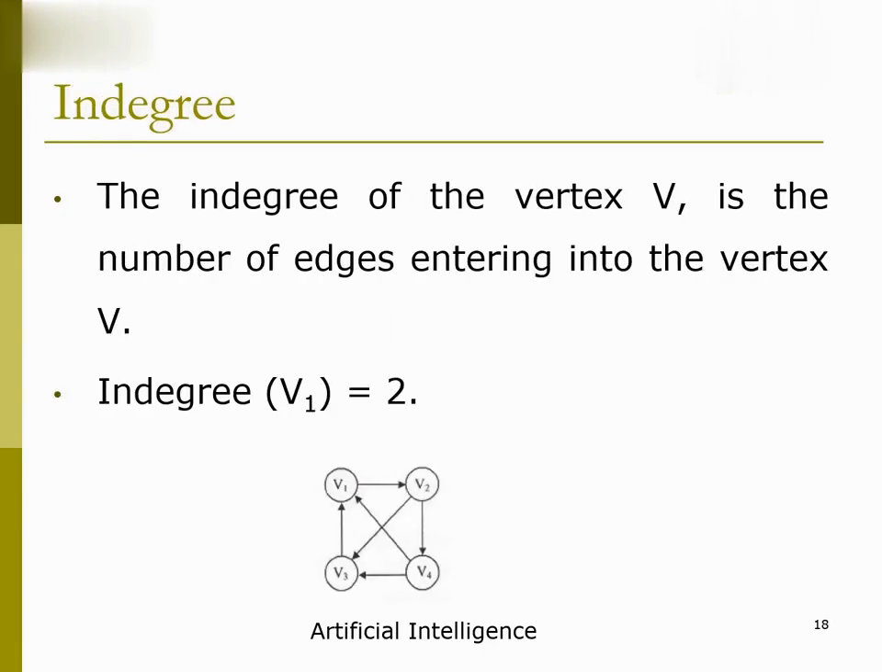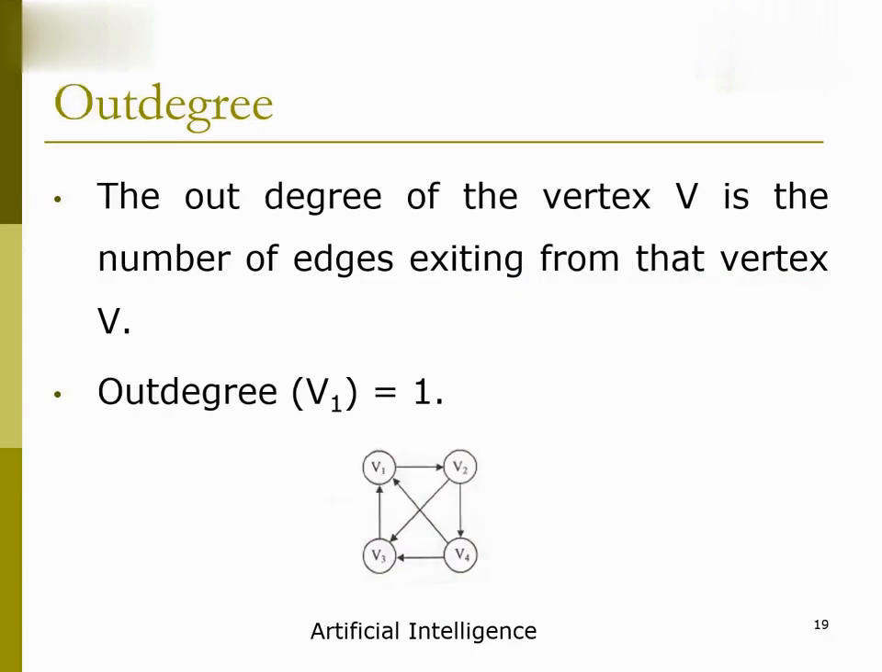Degree is the number of edges which are incident on a vertex. The in degree of a vertex is the number of edges entering the vertex. For example, the in degree of V1 would be 2 because there are 2 edges entering this particular vertex. When we consider V4, the in degree of V4 is only 1 because there is only one edge entering the vertex.